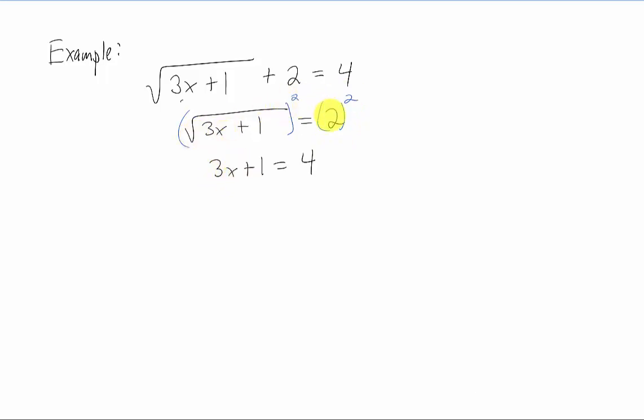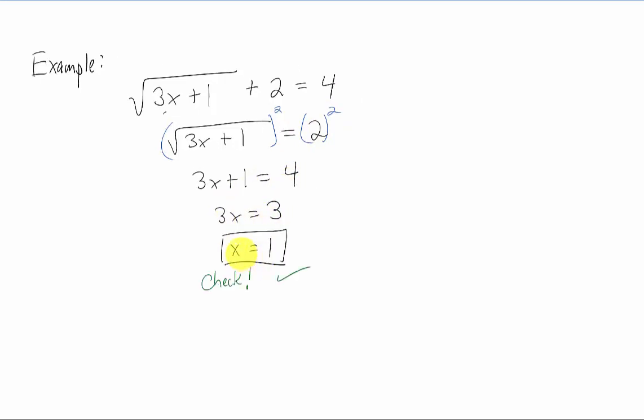The square root and the square cancel. 2 squared equals 4. I'm going to subtract 1 from both sides and divide both sides by 3. Don't forget to check your answer. It does turn out to work in this example as well.